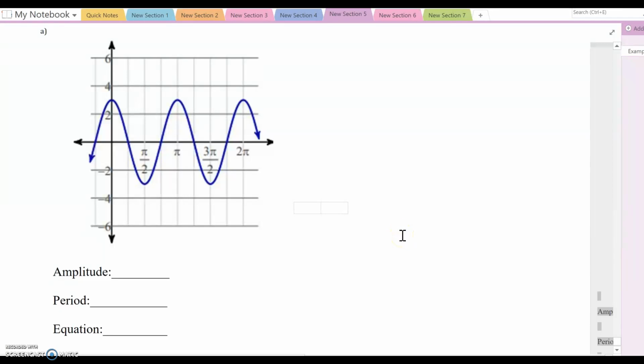Okay, so this time, using this graph, let's find out its amplitude and the period and also the equation here. First of all, amplitude means the height from the x-axis here. So as you see from here to here, it's like 3. So we can say the amplitude becomes 3 here.